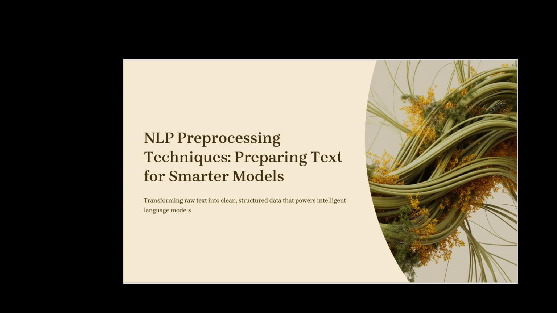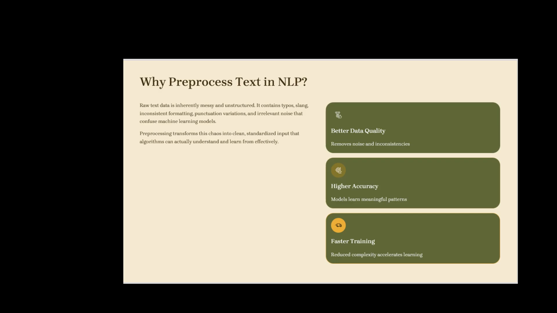Well, firstly, let us understand why pre-processing text in NLP is really important. Raw text is inherently messy. It is unstructured, it contains inaccuracies, inconsistent formatting, a lot of typos and irrelevant noise. Now, if we pass this raw text as data to an NLP model, it would give inaccurate results. Also, it would confuse machine learning models. And that is why pre-processing would transform this entire chaos into clean, standardized input that algorithms will actually be able to understand.